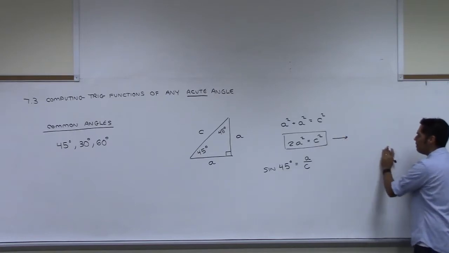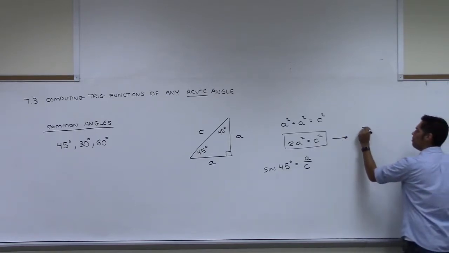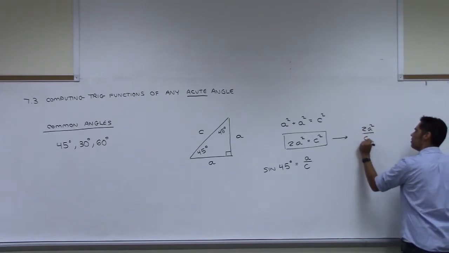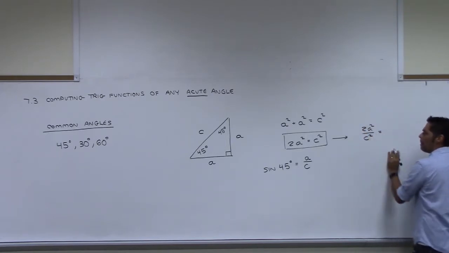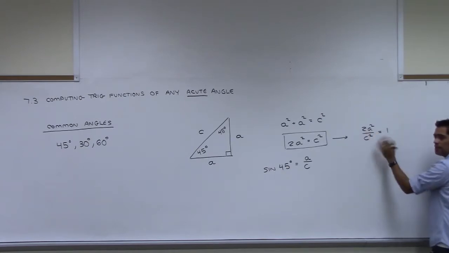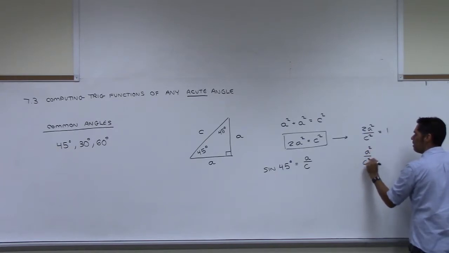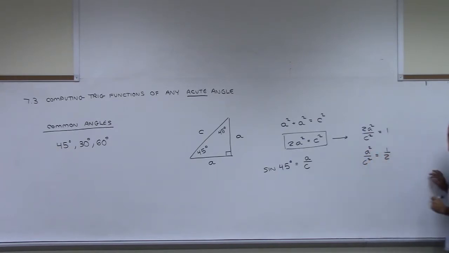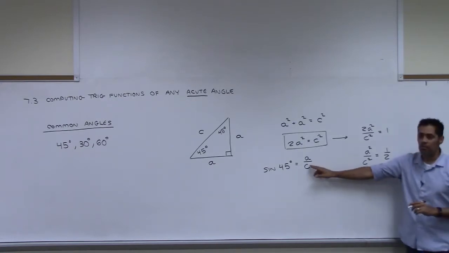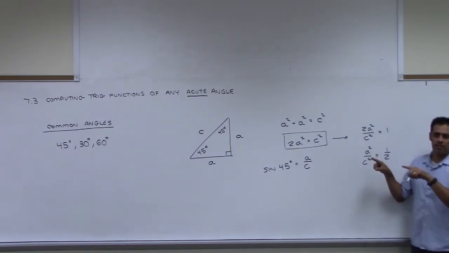How about divide both sides by C squared? Is that fair? So 2A squared over C squared would equal what? 1. And then let's get this 2 out of here. How about I divide both sides by 2? So A squared over C squared equals 1/2, right? You all okay with that? And now I want A over C, right? Not A squared over C squared. So how about I square root both sides?